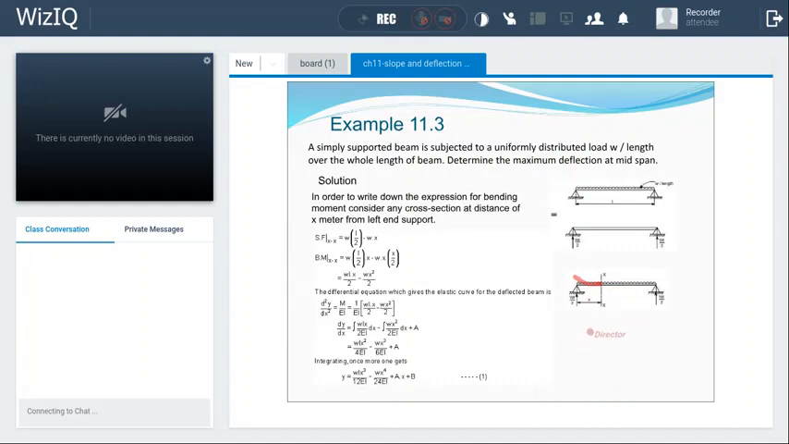So because of this uniformly distributed load, the curve will be like this. The bending moment will be hogging. It will try to bend the beam in this way. So the net effect, the net elastic curve will be like this. This will be your elastic curve for the beam.